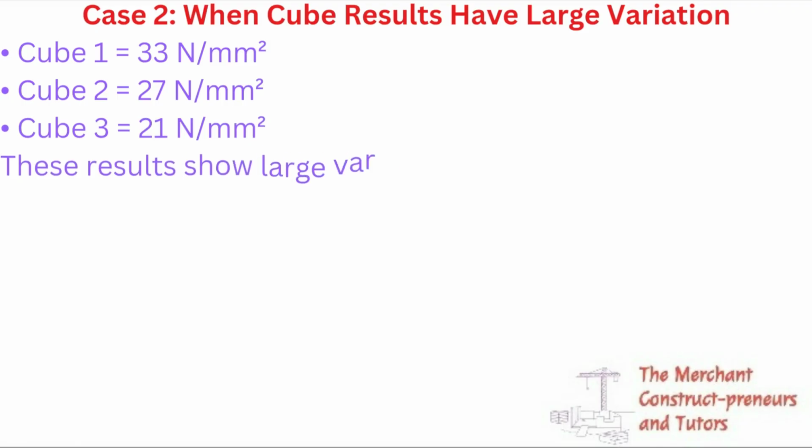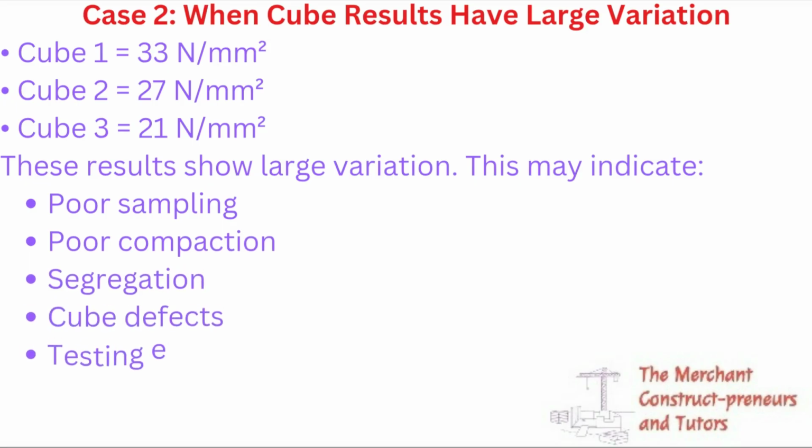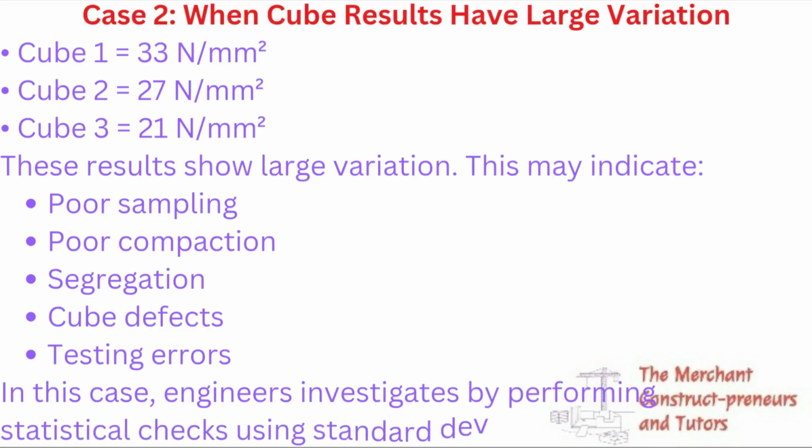Case two, when the cube results have large variations, right? Some people will just outrightly remove the one that is not close by and take the average of the other two. But that is a wrong approach. You need to understand what has happened and why it has happened. In this case, cube one has a strength of 33 Newton per millimeter square, cube two 27, and cube three 21. You can see the distance between each of them is at least 6, and the first and the last differ by more than 10. So this result shows large variation.